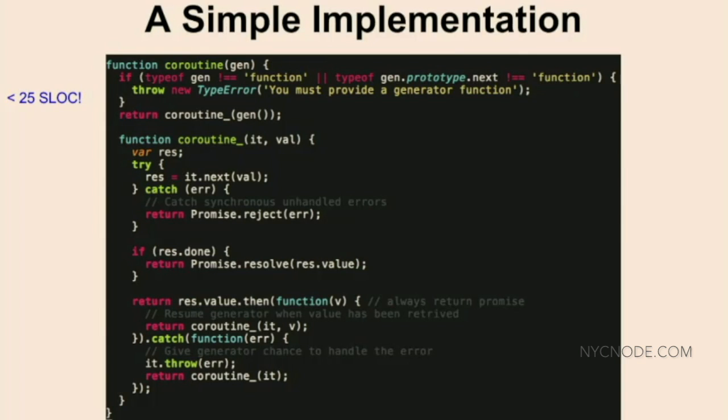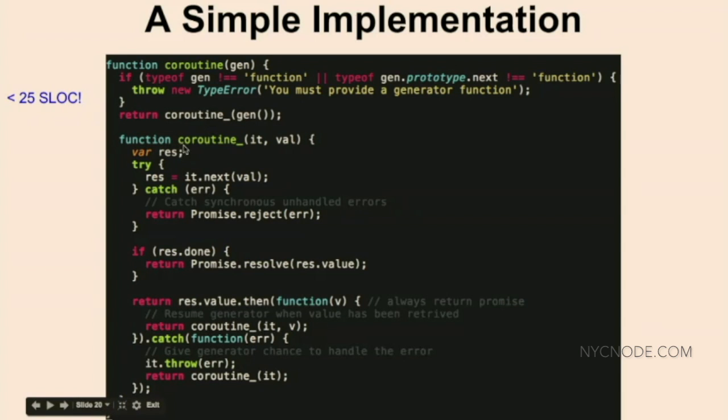So now this runs like, if you go to the GitHub and run the examples, they will run as long as you transpile them. And this is the coroutine function that was used. It's about 25 source lines of code. Basically, all we do here is check that it's a generator function. And if it is, we return this internal coroutine function.